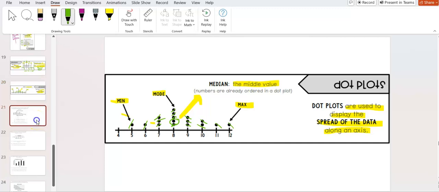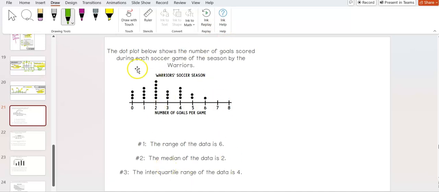What you're going to do now is the rest of your packet is a bunch of questions that are these find the one that doesn't belong, which one is wrong. So you're basically looking at these 3 statements and looking at the data that's given and finding the one that is not true. So here we have a dot plot that shows the number of goals scored during each soccer game by the Warriors soccer season. And we're going to fact check each sentence.